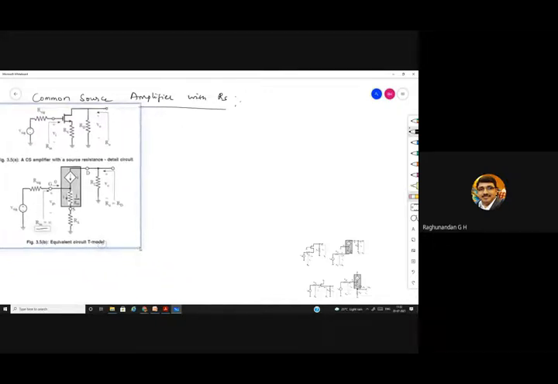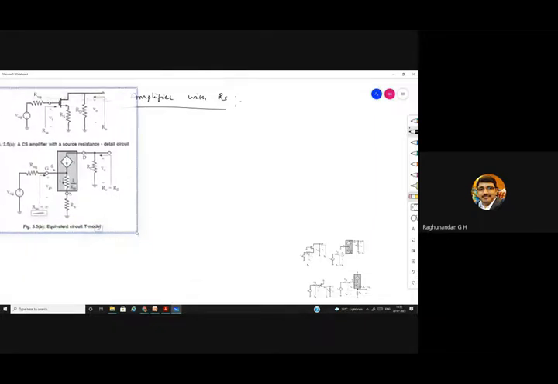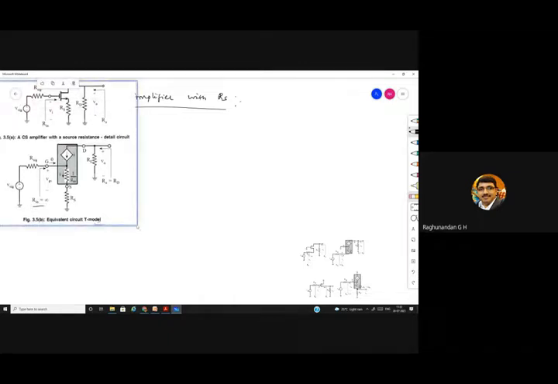We have already discussed that, nothing more to write in this. Now, first thing is we need to find out. We have written the equivalent circuit. So this is the equivalent circuit for the MOSFET where source resistance is present.